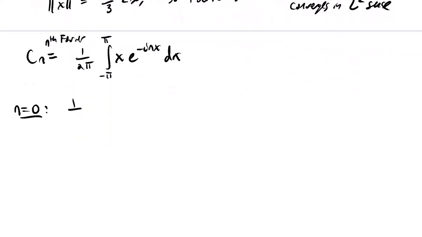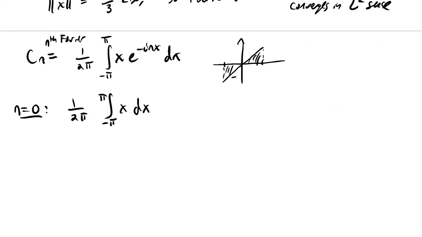In the n equals 0 case, I have 1 over 2 pi times the integral from minus pi to pi of x dx. But x is an odd function, and we're integrating it between minus pi and pi, so we have something that looks like this. These two regions have the same area with different signs, and they're going to cancel out when we evaluate the integral. So this is just 0. Now let's assume that n is not equal to 0. To evaluate, we're actually going to have to integrate by parts.